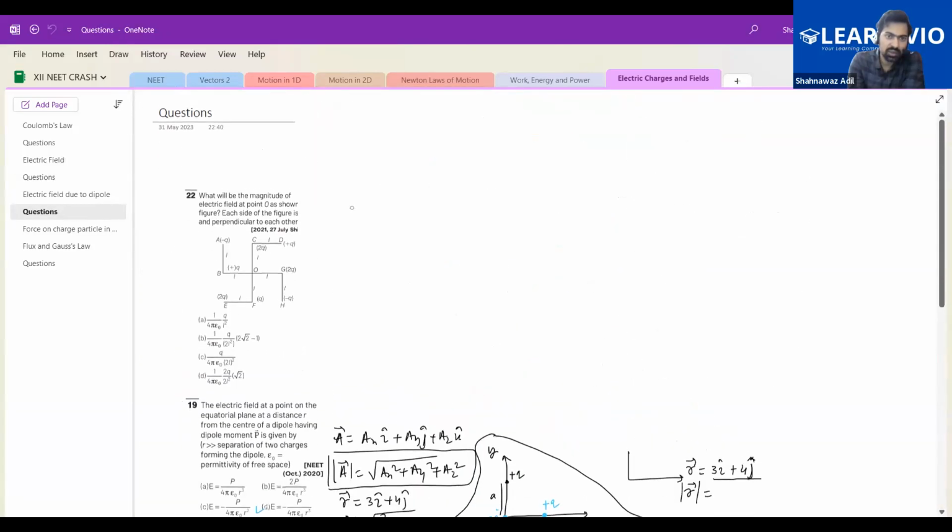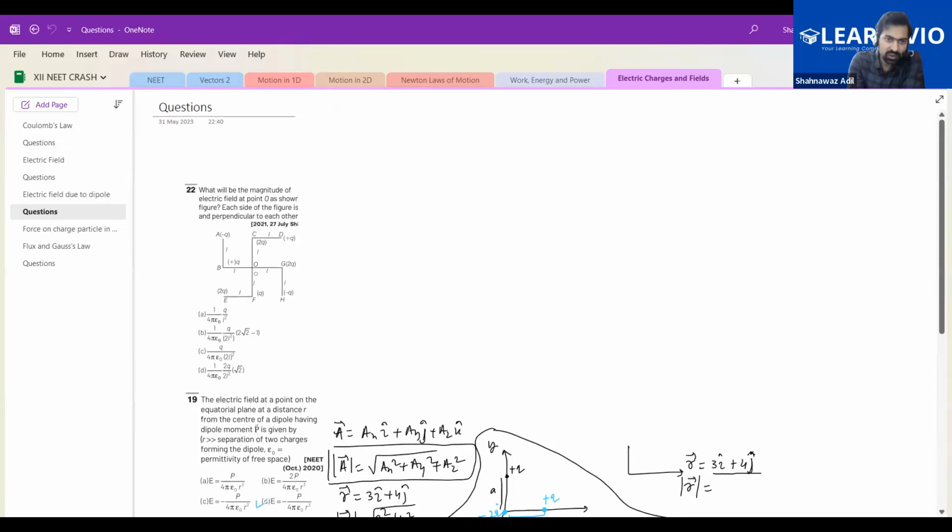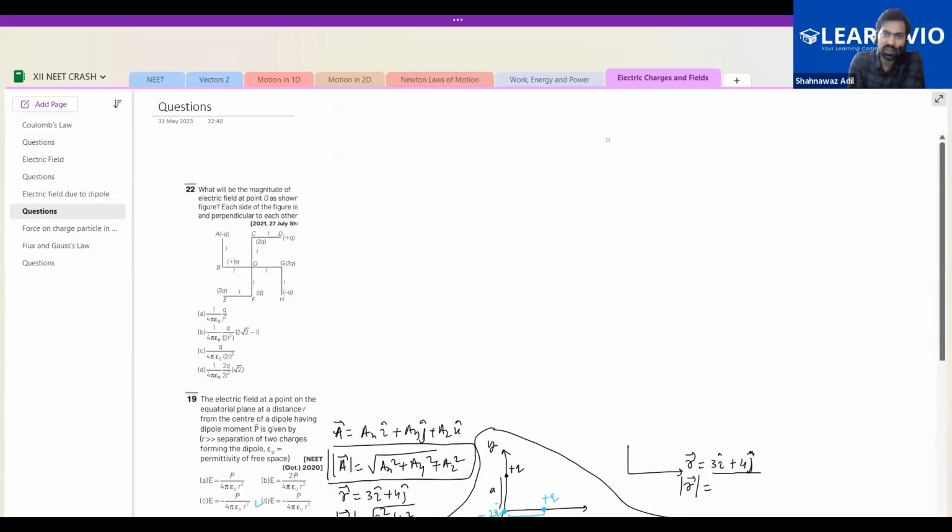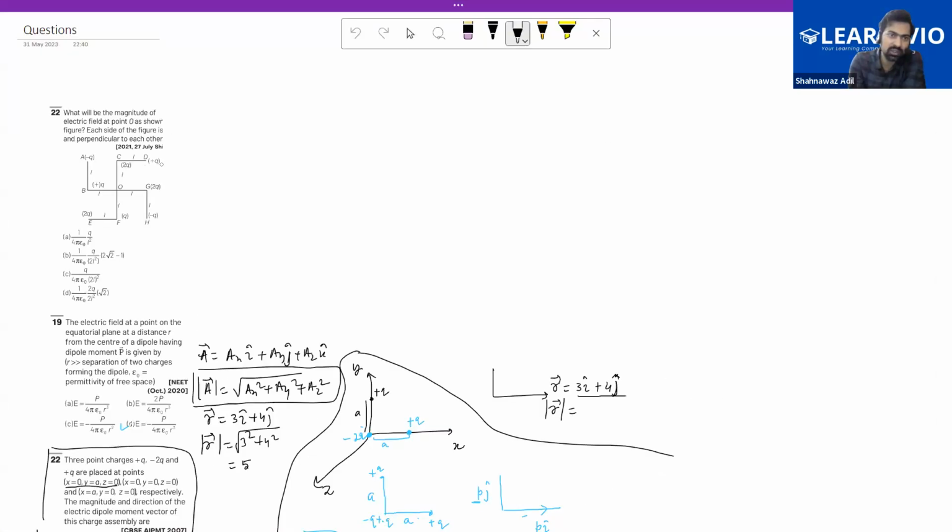This one is a very long question. But this is not due to a dipole. This is due to different charges, multiple charges, right? And that you can solve. So we have to find out the electric field at this point. Please try this question at your home, because this is a lengthy one and it will take time.